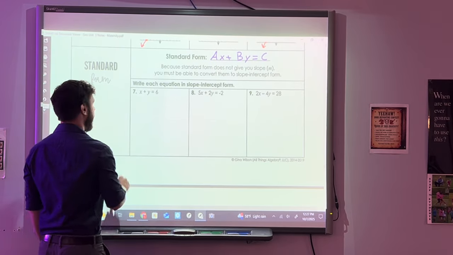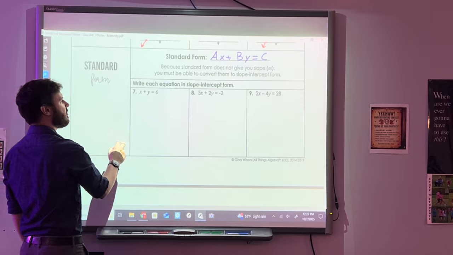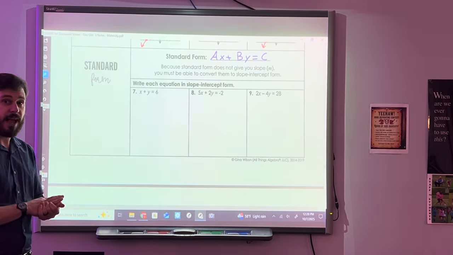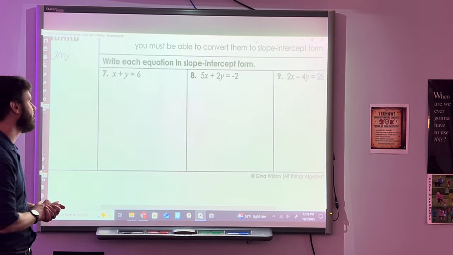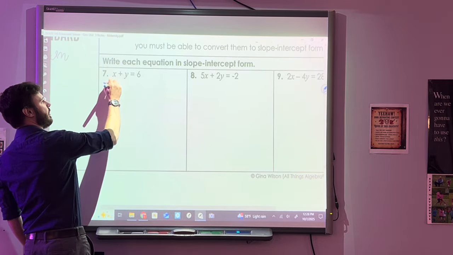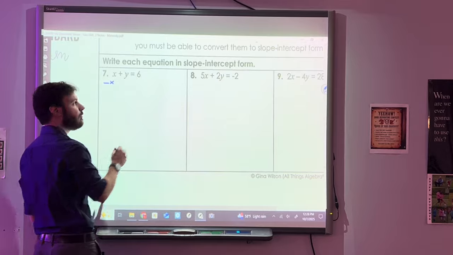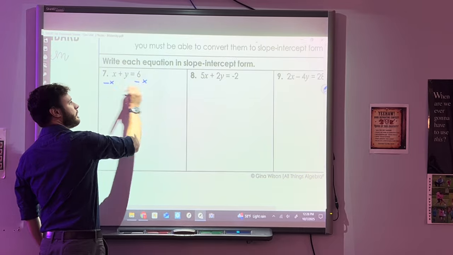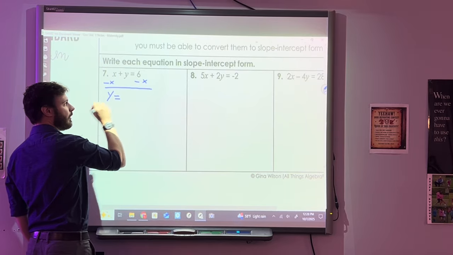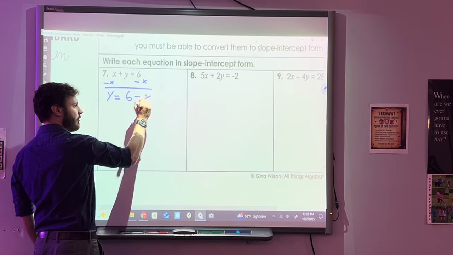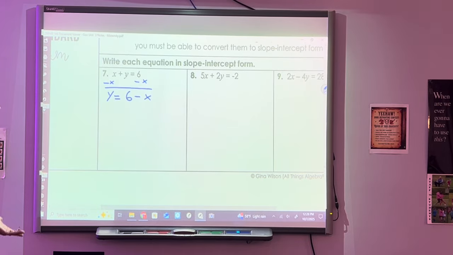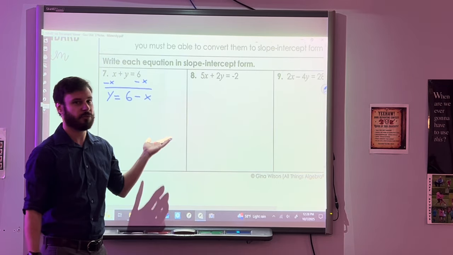So here, I'm trying to get the y all alone because that's how we get it into slope-intercept form. In order to get the y all alone, the x that is with the y needs to move. So it looks like it's a positive x. To move something, I do the opposite of what it is. Now my y is all alone. I'm gonna write that as 6 minus x. And that's a true statement. Y does equal 6 minus x. If I subtract that, that's fair.